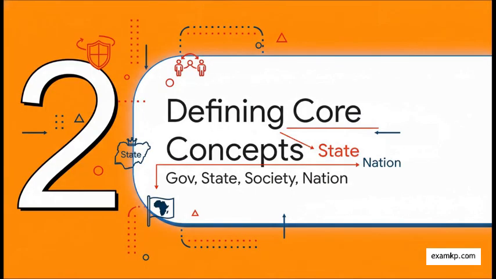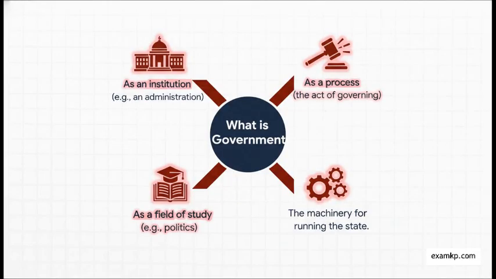Okay, now it's time to get into the details. We're going to break down these 4 key terms. Pay really close attention here because I'm giving you the clear exam-focused definitions that examiners are looking for. First up, government. Now, the trick here is that government isn't just one thing. It actually has 3 different meanings you need to know. First, it's an institution, like the current administration. Second, it's a process, the actual day-to-day act of governing. And finally, of course, it's the subject we're all studying right now.